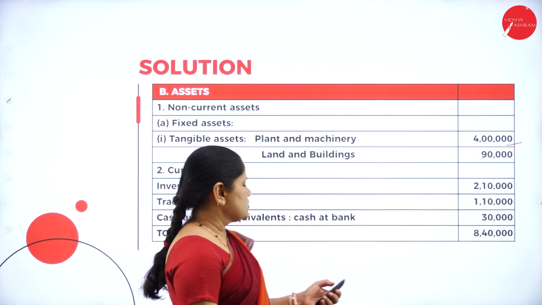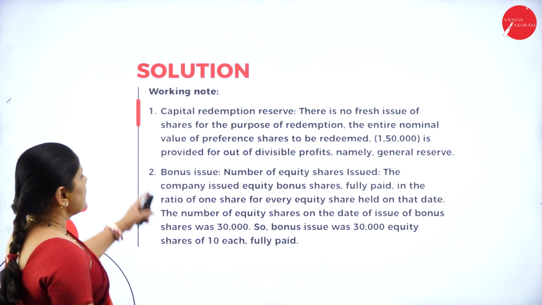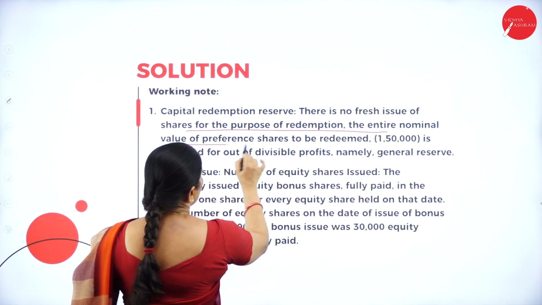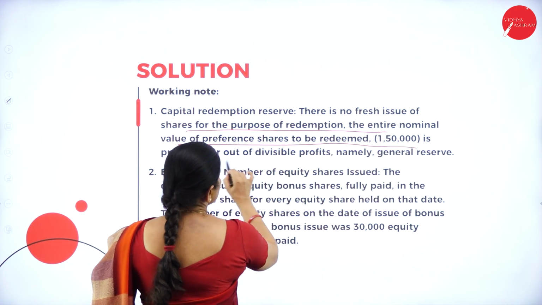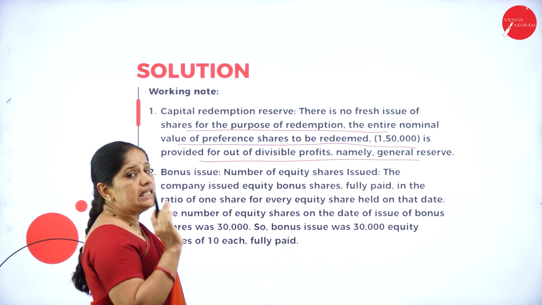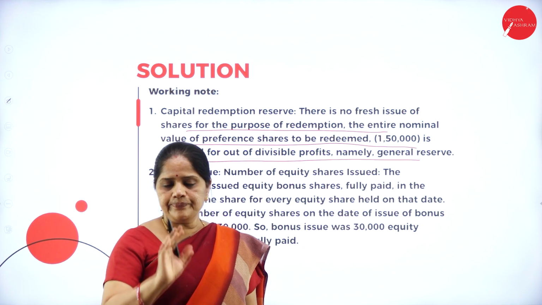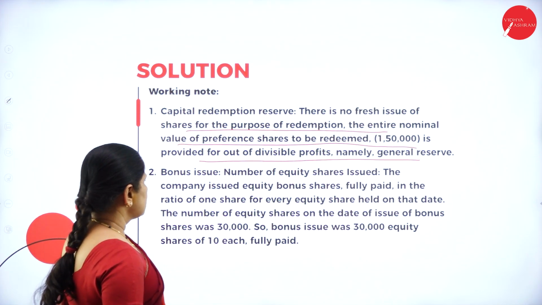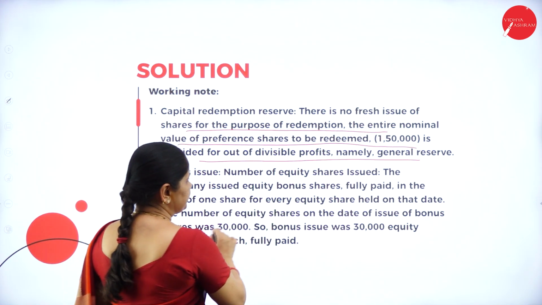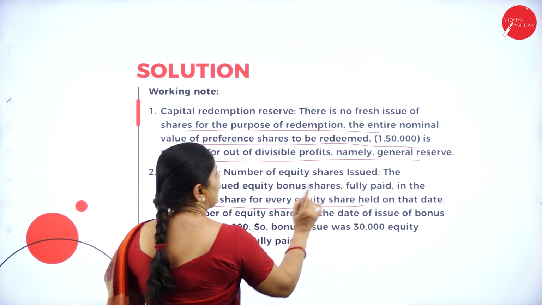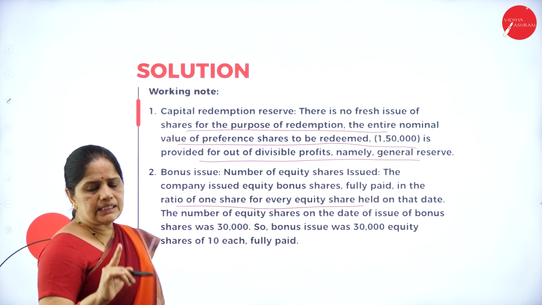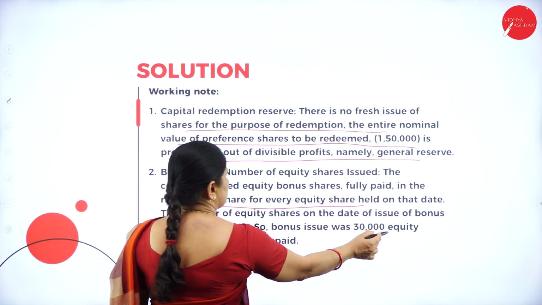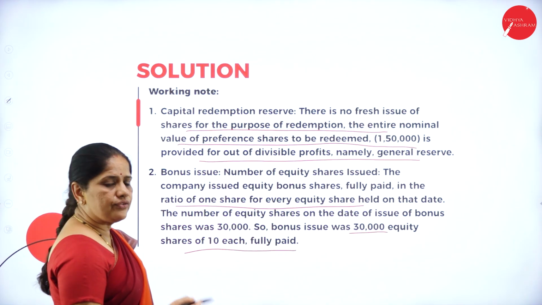So 8 lakh 40,000. Now in the working note, we can see that for the capital redemption reserve, there is no fresh issue of shares for the purpose of redemption. The entire nominal value has to be redeemed, so that has been provided out of the divisible profits, namely the general reserve. Whatever redemption we have done, it is out of the general reserve only. Now the bonus issue: the ratio is 1 share for every equity share. There are 30,000 equity shares, so you have to issue 30,000 bonus shares of rupees 10 each, fully paid.